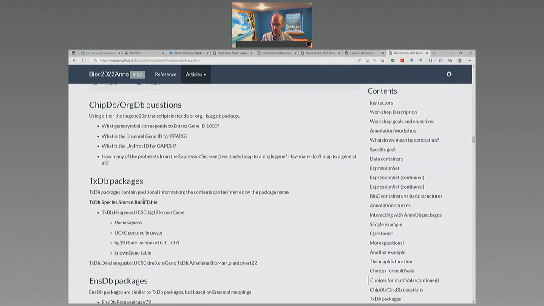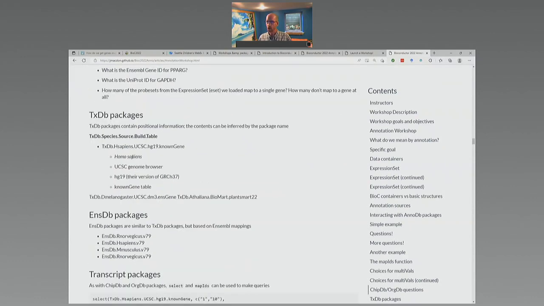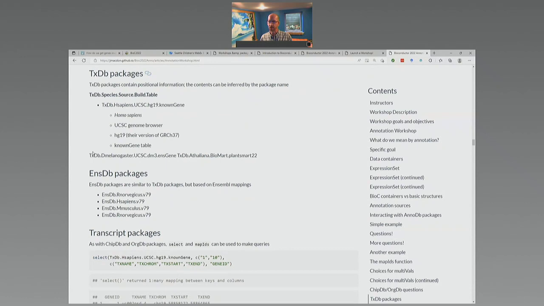So this is actually a shortened workshop, so I'm going to just keep going on. These are a couple things that you guys can try to see if you're picking up on this stuff. So the TxDb packages and the EnsDb packages are, as I said before, positional data. And what they contain, you can infer pretty much by the package name. So TxDb means it's a transcript database. Then it's the species, the source, the build, and the table.